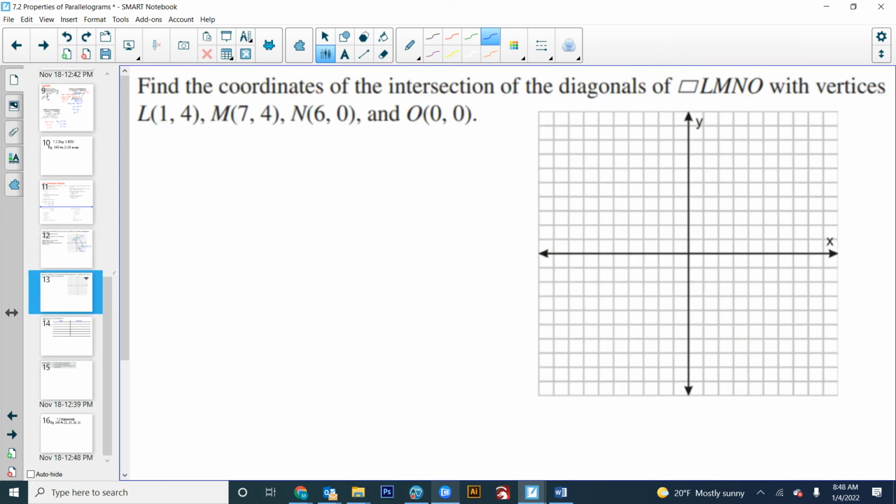Next, find the coordinates of the intersection of the diagonals of parallelogram LMNO, and it gives you all four vertices and all four coordinates. So this is not the same problem we just did. This is different. Okay, let's graph it first, then we'll get into what we're actually going to do here. So L is 1, 4. 1, 2, 3, 4.